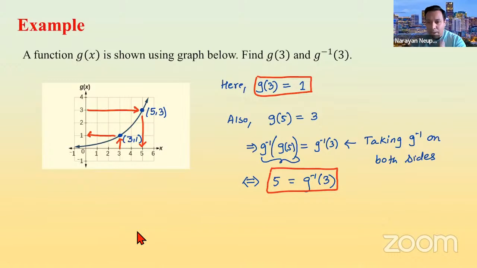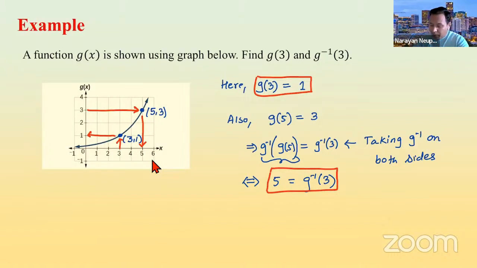When we say the regular function g of x, you start with x and find the corresponding y value. That is the value of the function. If you want to find the inverse, instead of starting at x, you start at y and find the corresponding x value. That is the value of the inverse.